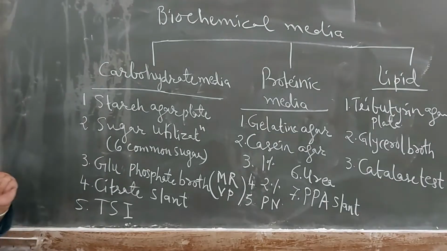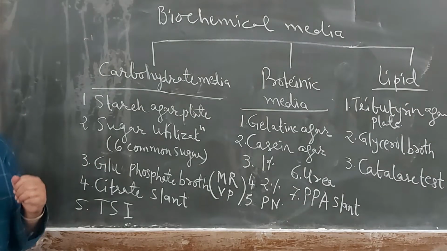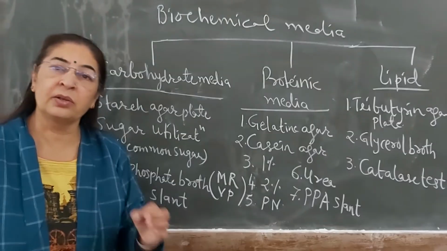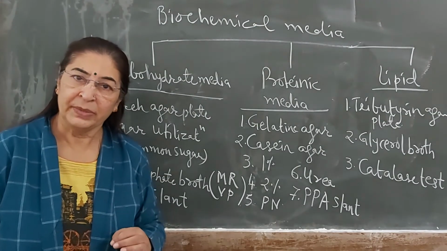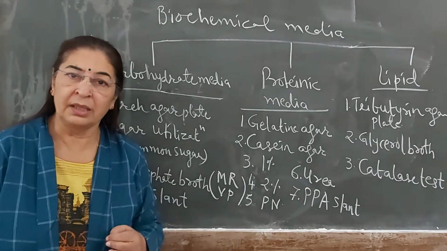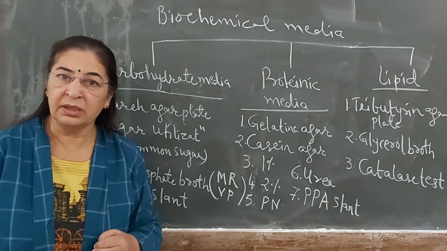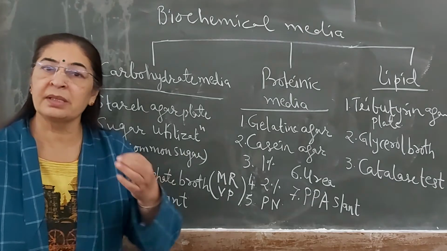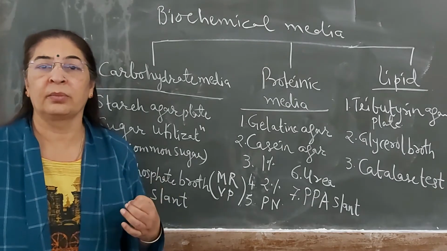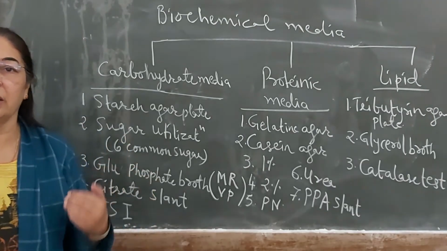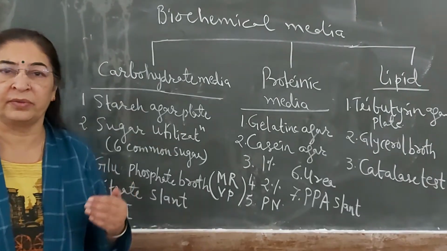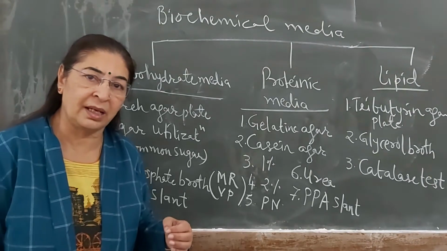Next is sugar utilization. With the help of 6 common sugars, as we have seen in the slide, some of them are monosaccharides, some are disaccharides, and one alcoholic sugar we are also going to take. So glucose, lactose, maltose, sucrose, and mannitol as an alcoholic sugar, and xylose as a pentose. We are going to have representative sugars from the family of carbohydrates, and these are going to have certain enzymatic reactions. At the end there will be production of acid and gas.